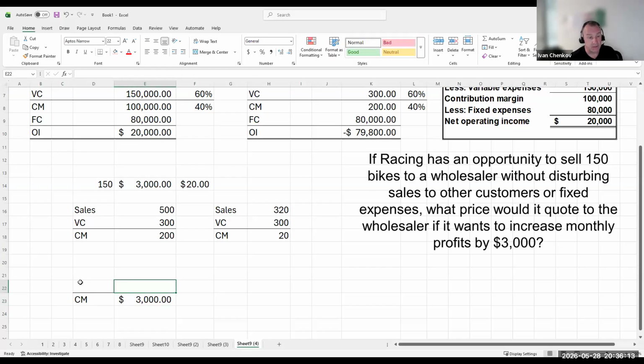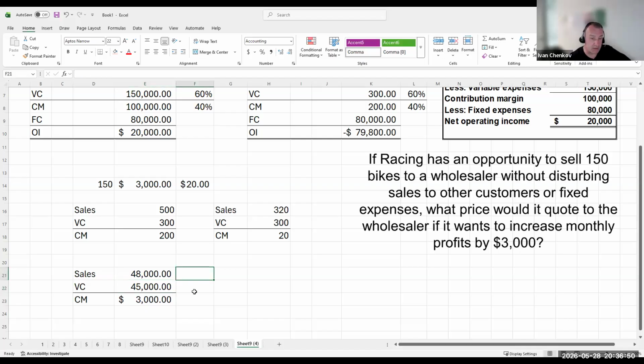But if I sell 150 bikes with $300 per bike, my variable cost will be equal to 150 times 300. My variable cost is going to be $45,000. So how much should my sales be? My total sales should be $48,000, or my variable cost plus the profit contribution margin that I want, $48,000.